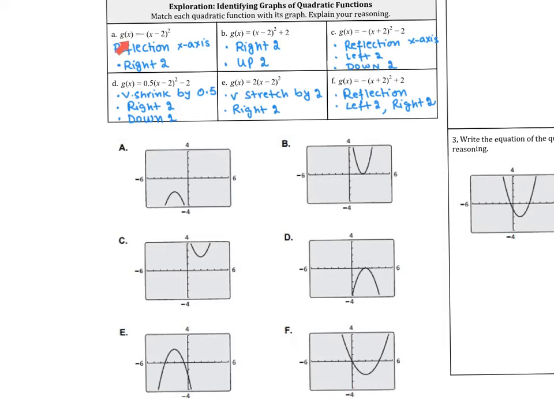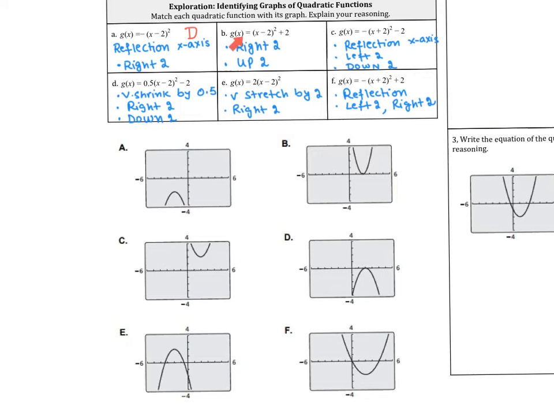The first one is g(x) = -(x - 2)². The negative in the front means that it's a reflection over the x-axis, and inside, the 2, if it's negative, you're going to go to the right 2. If you look at these graphs, the only option that is moved 2 units to the right and is upside down, which is a reflection, is letter D. So my answer is going to be letter D for A.